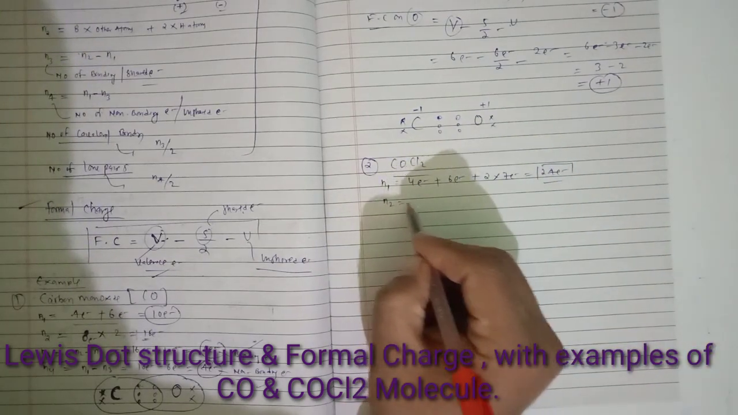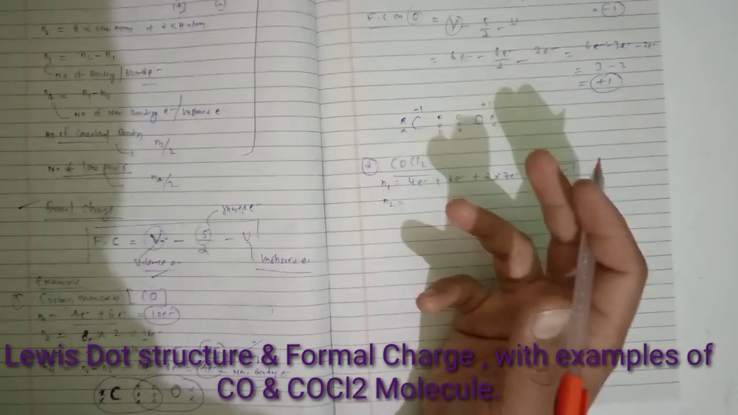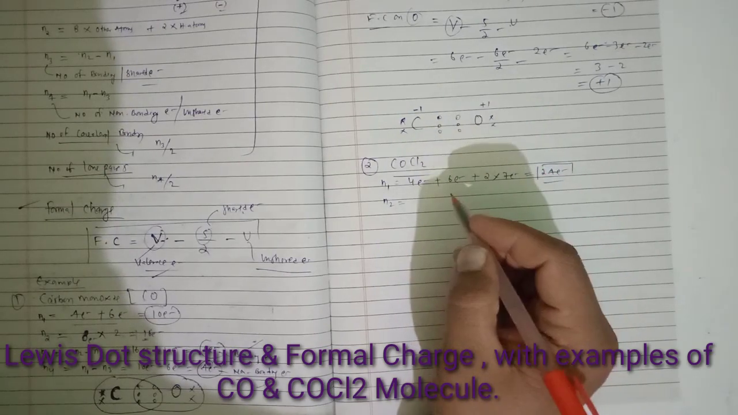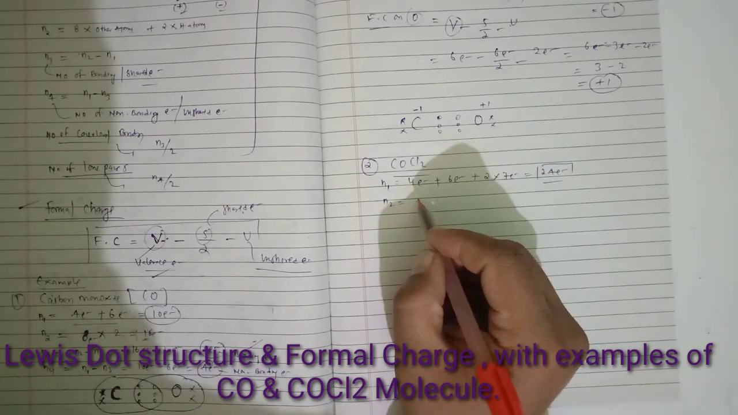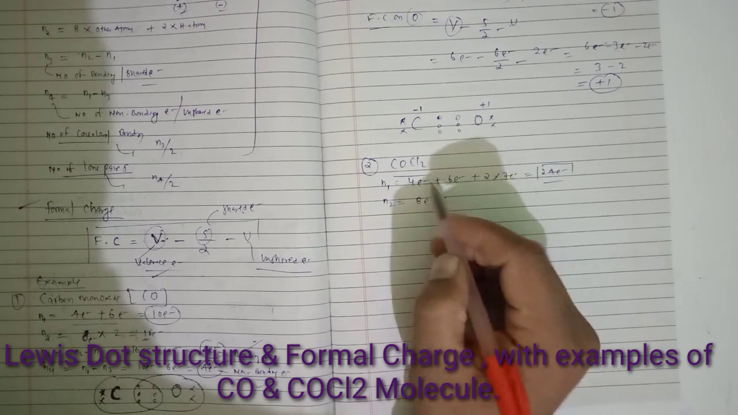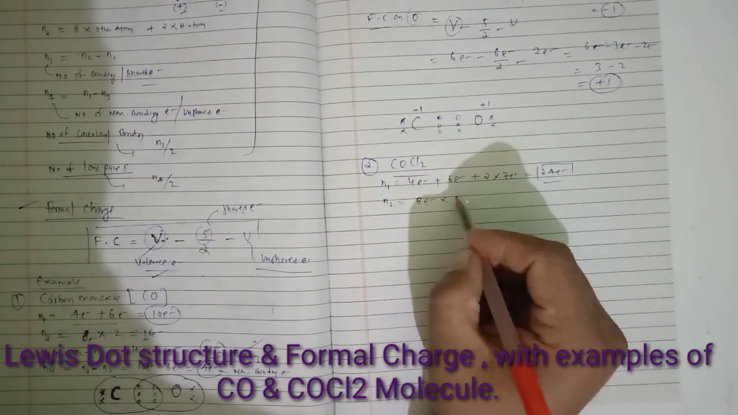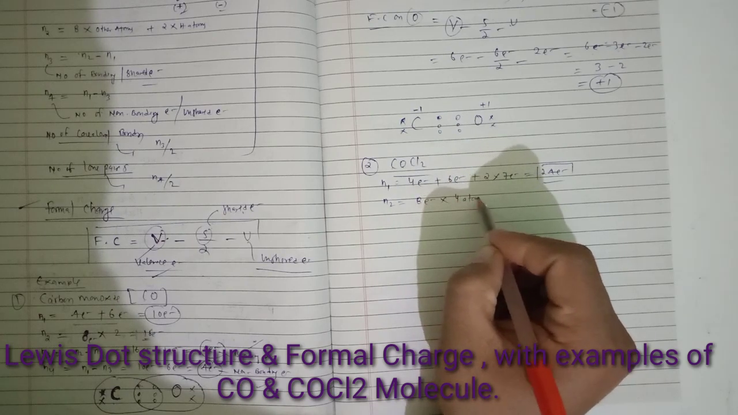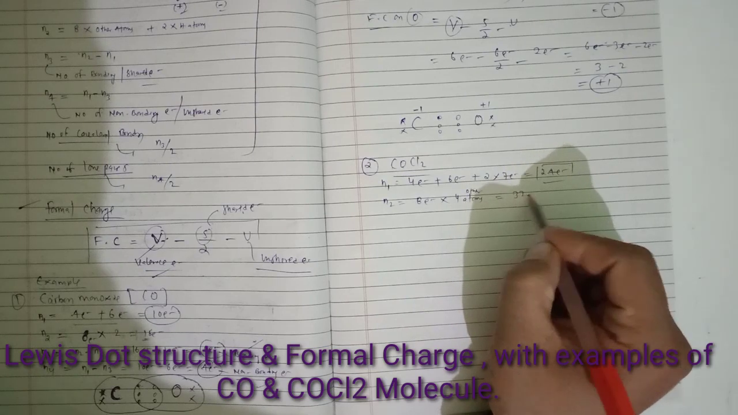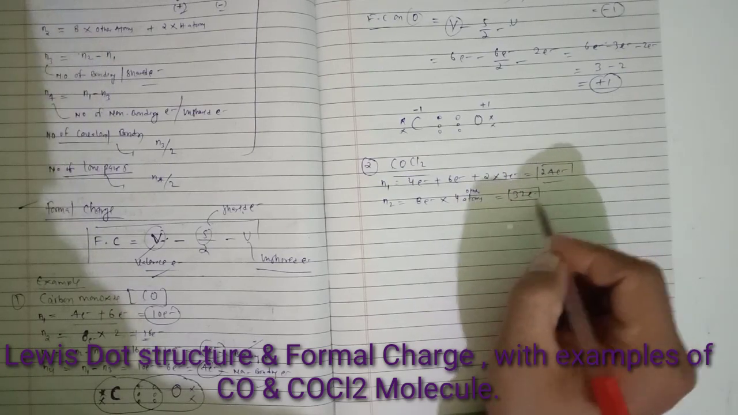Then N2, how many electrons? That is 8 electrons for the other atoms and 2 electrons for the hydrogen atom. So 8 electrons multiplied by how many atoms are there? Carbon is there, oxygen is there, and 2 chlorines, so 4 atoms are there. So 8 fours are 32. 32 electrons will be N2.